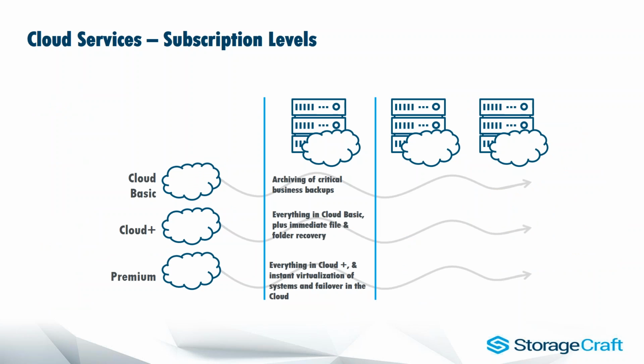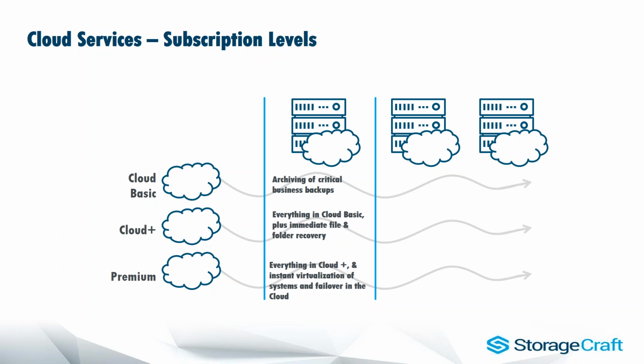So we have 3 subscription levels. Those 3 levels are Cloud Basic, Cloud Plus, and Cloud Premium. Cloud Basic allows you to archive the critical business backups. Cloud Plus is everything in Cloud Basic plus immediate file and folder recovery as well. And then Cloud Premium, everything in Cloud Plus, and instant virtualization of systems and failover in the cloud.